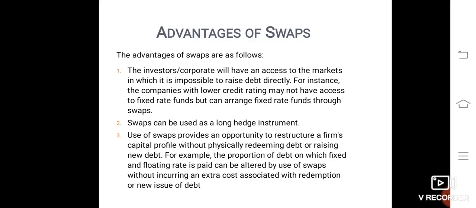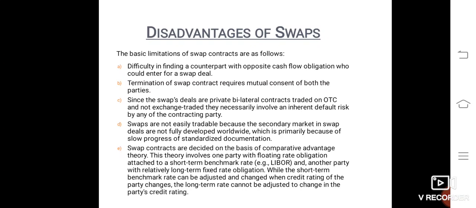What are the disadvantages of swaps? Firstly, there is difficulty in finding a counterparty with opposite cash flow obligations who could enter into a swap deal. Secondly, termination of a swap contract requires mutual consent of both the parties. Since swap deals are private bilateral contracts traded OTC and not exchange traded, they necessarily involve an inherent default risk by any of the contracting parties. Swaps are not easily tradable because the secondary market in swap deals is not fully developed worldwide, which is primarily because of slow progress of standardized documentation.